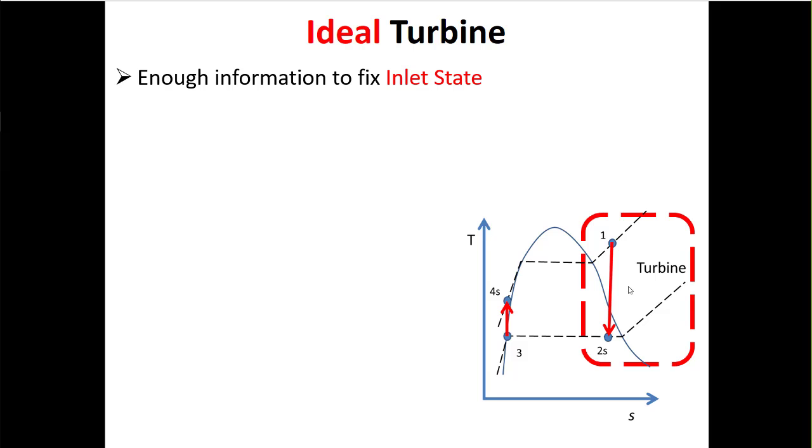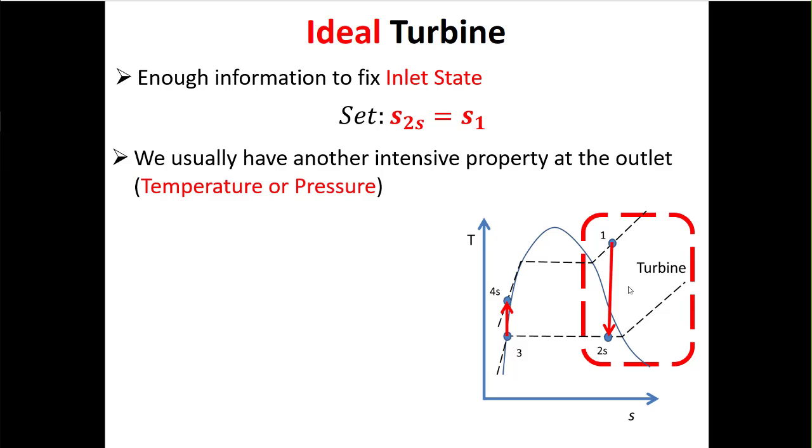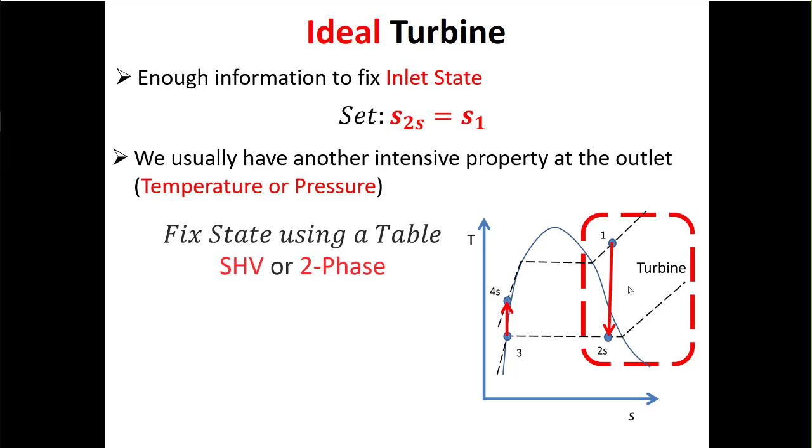So that's a vertical line. We only need one other piece of information if we're talking about the ideal turbine. We get this bonus piece of information that S1 is equal to S2S. So maybe we know the pressure difference across the turbine. That's often the case because we're dropping the pressure as the steam expands over those turbine blades. So if we know the pressure and we know it's isentropic, then we can fix the state, because then we have two independent intensive properties.